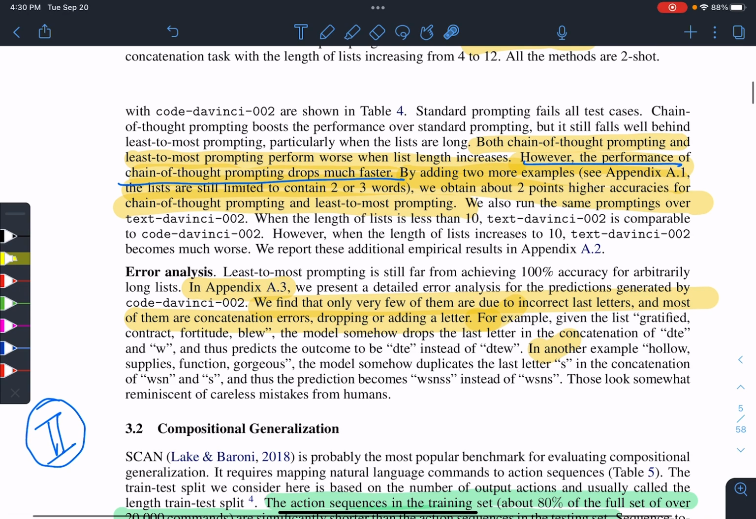They also discuss some errors, like what errors GPT-3 produces. They find that only very few of them are due to incorrect last letters, and most of them are concatenation errors, like dropping or adding a letter. So most of them are that.